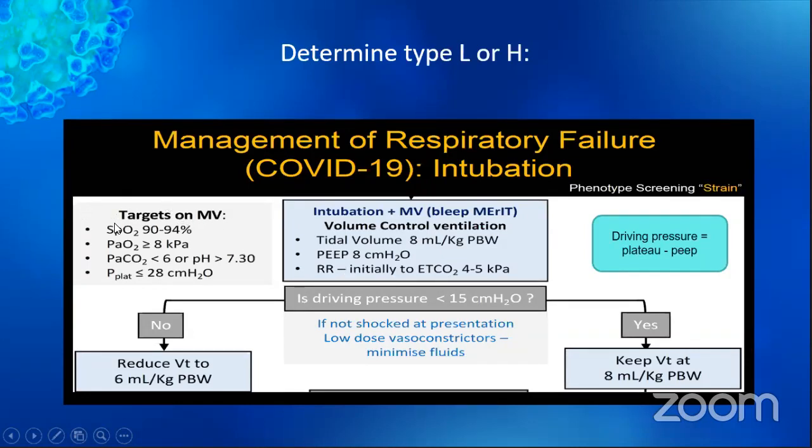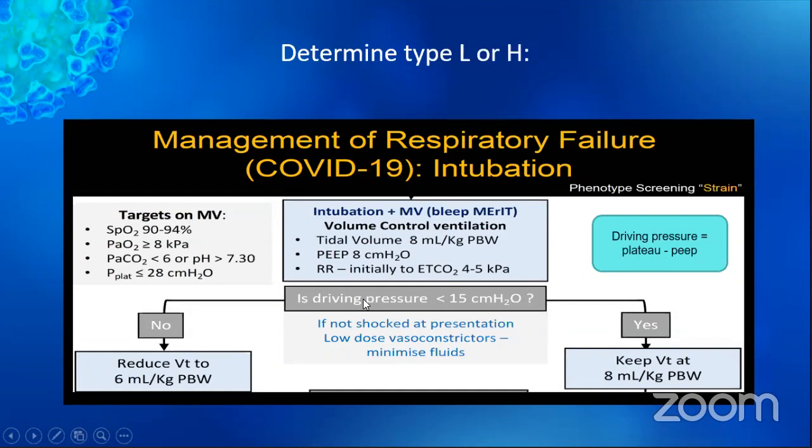And what will be the targets on mechanical ventilation? We need a saturation of 90 to 94, PO2 around 60, PCO2 of 45, and blood pressure to be kept less than 28. So after achieving this target, after these settings, we'll see the driving pressure. If driving pressure is less than 15, it means we are doing good, and most likely the patient has the low phenotype of this COVID-19. So we can keep the tidal volume a little bit high, like 8 ml per kg, the same at which we started this journey.